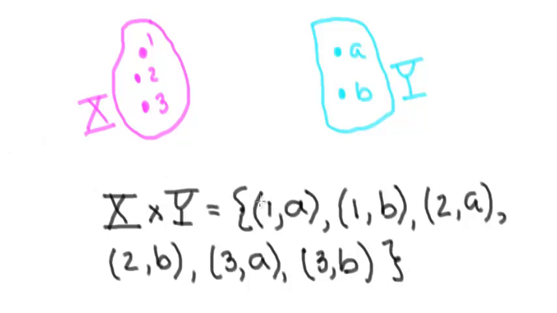Notice that the first coordinate comes from x. So the first coordinates come from x. And the second coordinate comes from y. And the collection of all such points is called the product of x and y.